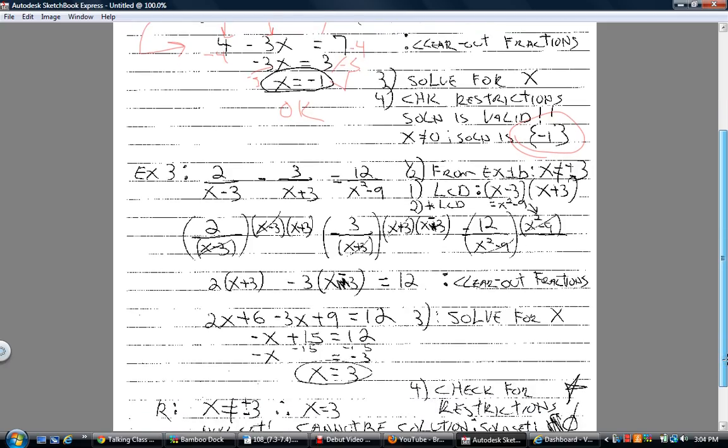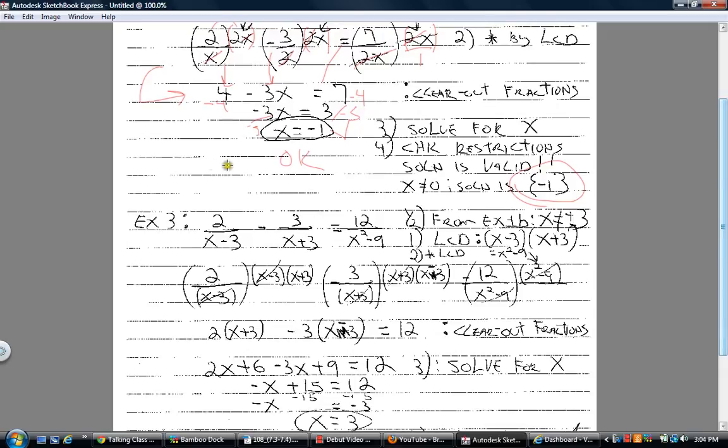Now let's go down right here. Let's go to example 3. We did this problem on the last page, like I mentioned before.